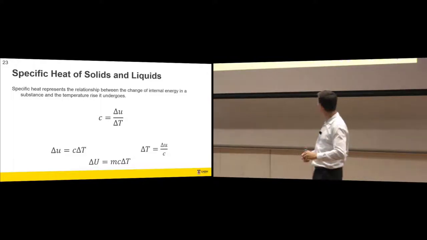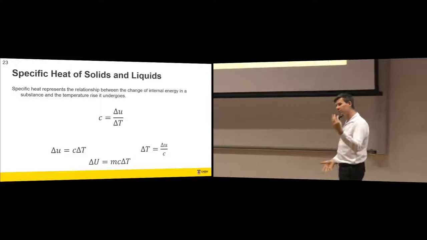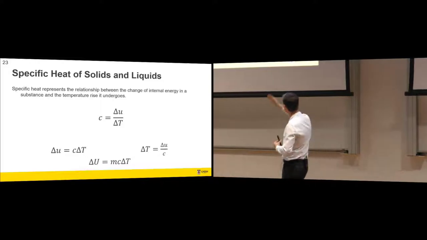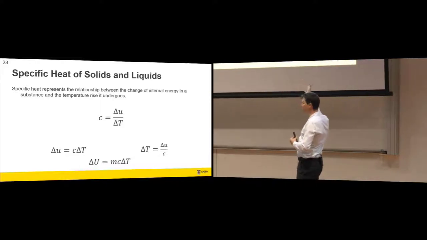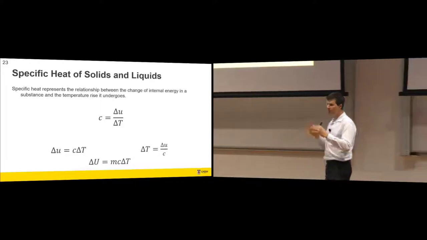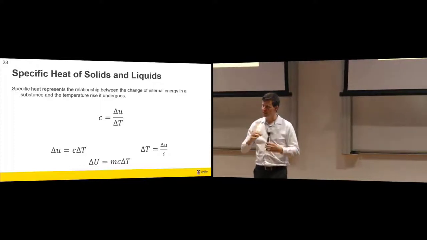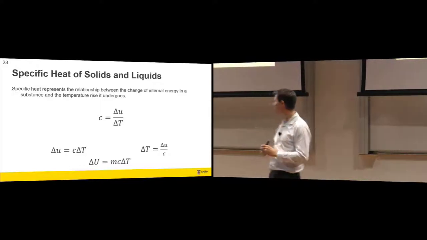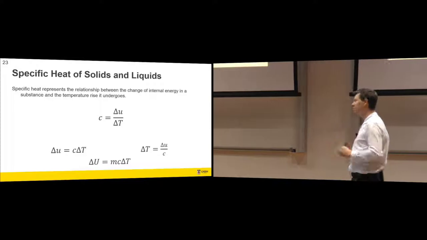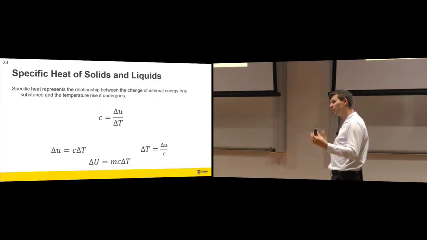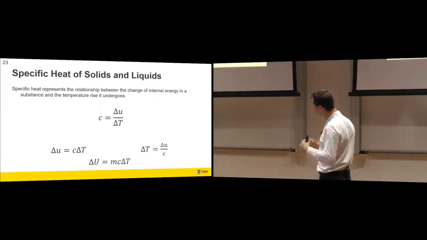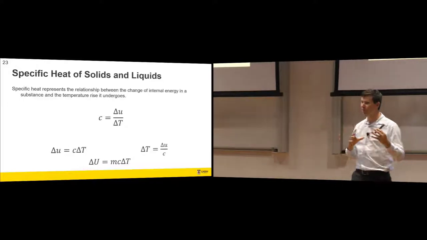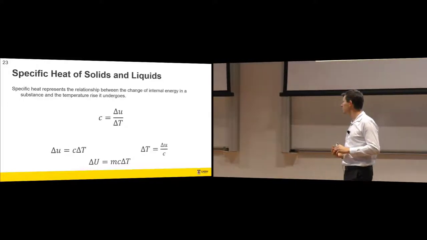Or you know you've got a cubic meter of water and you're pumping a megajoule of energy into it. How much did the water change in temperature? Well, delta T is delta U on C. You knew how much energy you put in, how much the temperature changed. C is the constant that relates those two, and it's called the specific heat capacity. It's a specific unit because if you double the quantity of substance, you need to double the amount of energy to have the same change in temperature.